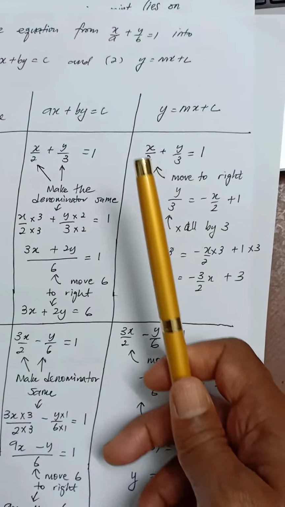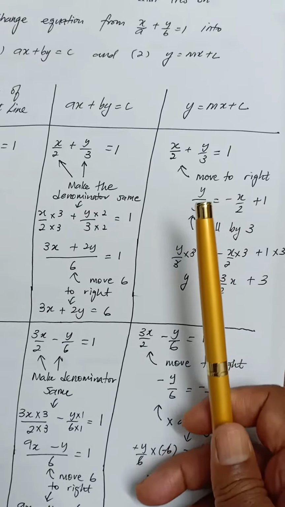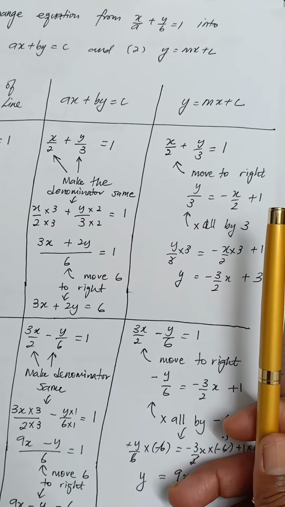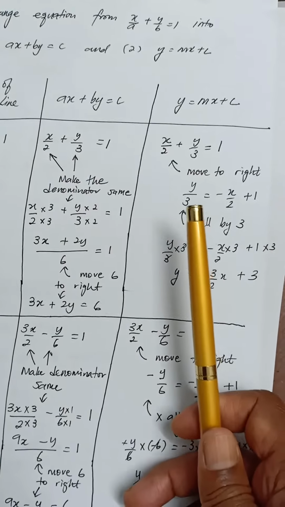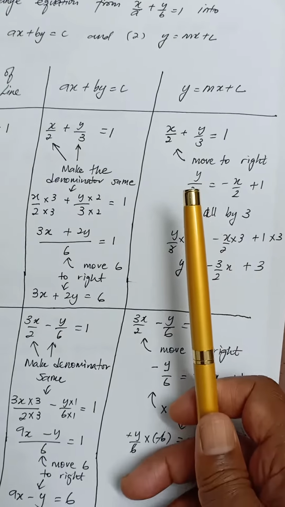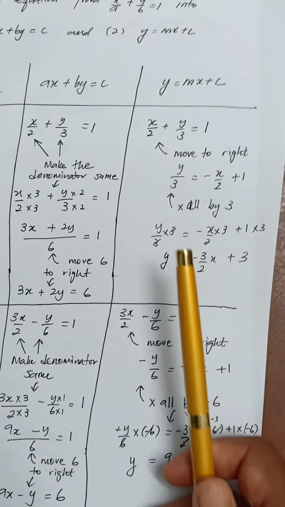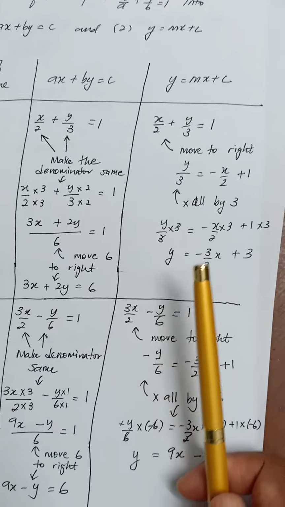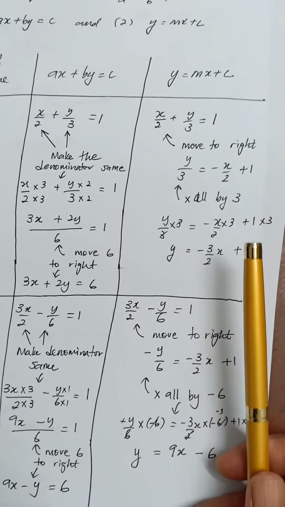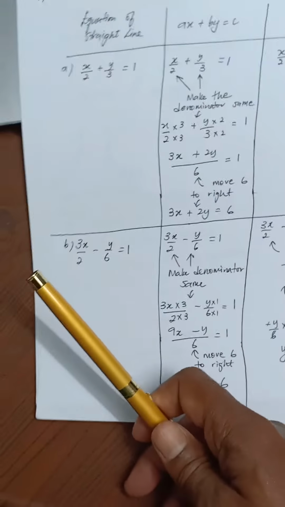Very simple. Bring the x over 2 to the right. Okay. You'll get y over 3 equals negative x over 2 plus 1. Then to get rid of the 3, I must multiply all by 3. So multiply here by 3, here also by 3. So 3 and 3 cancel, you get y. This becomes negative, bring the 3 here, negative 3 over 2 x. 1 times 3 is plus 3.